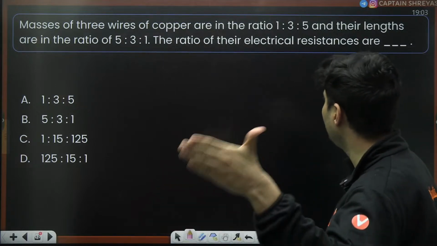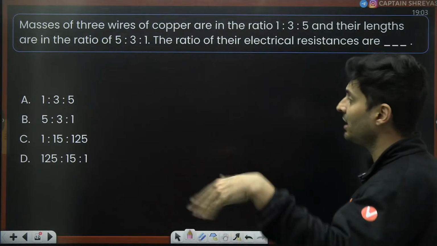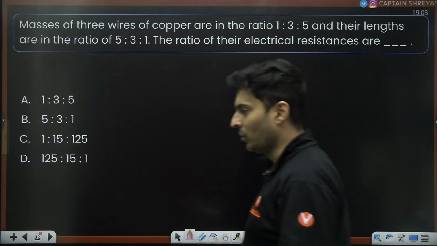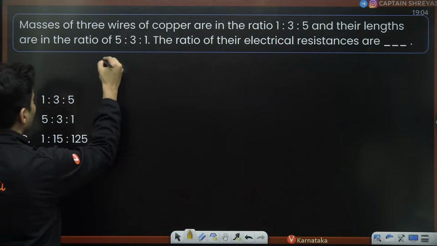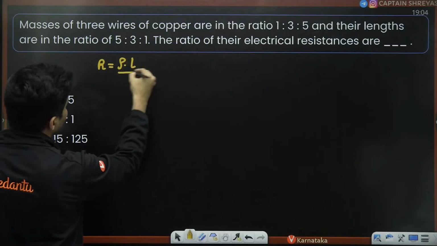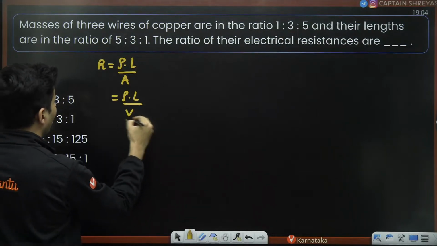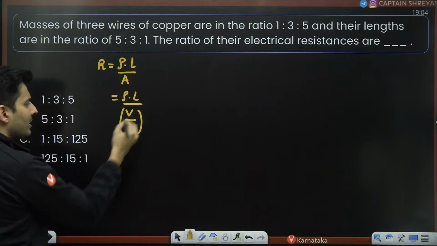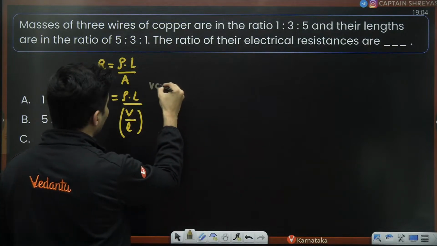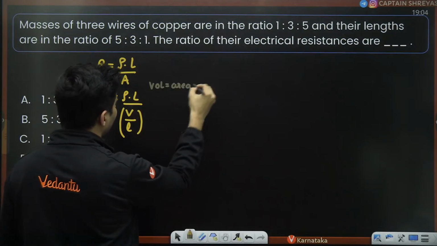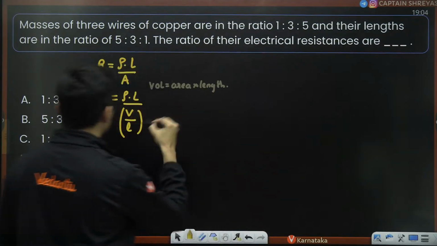Masses are in the ratio 1:3:5, lengths in the ratio 5:3:1. What is the ratio of resistances? Nice question. Resistance is resistivity into length by area. But area is nothing but volume by length, because volume is area multiplied by length. So length goes on the top.